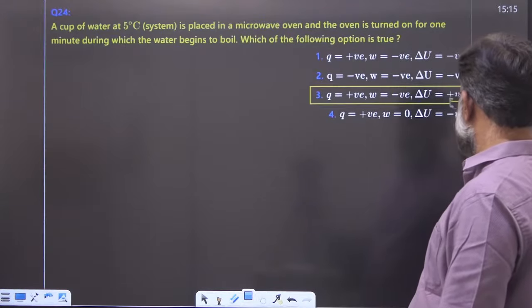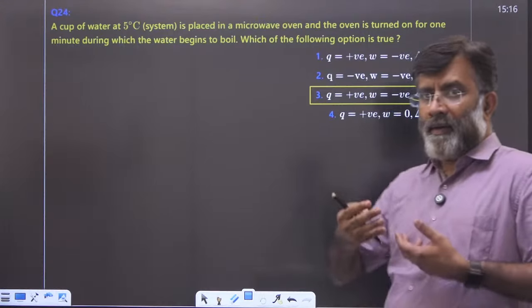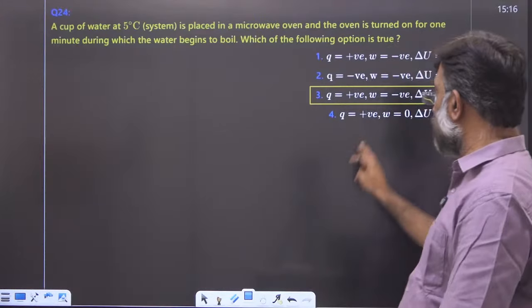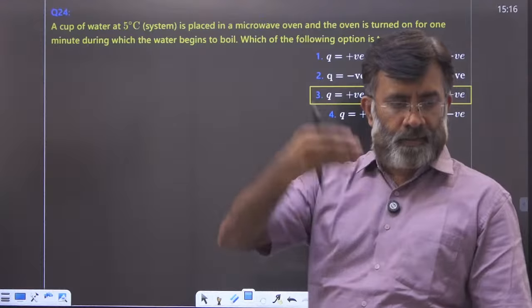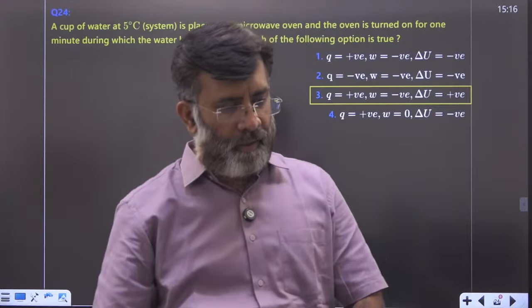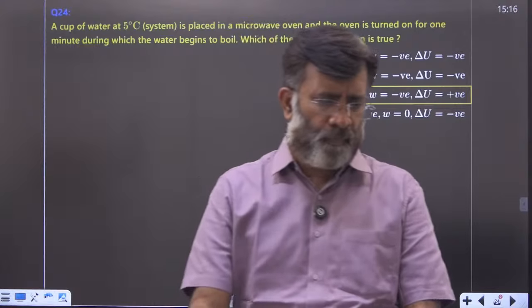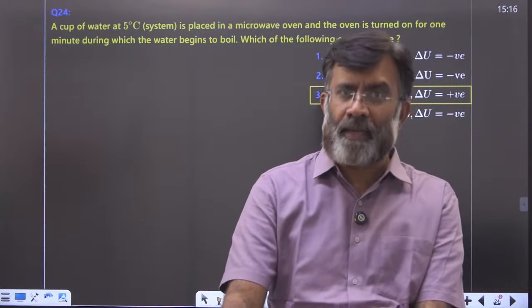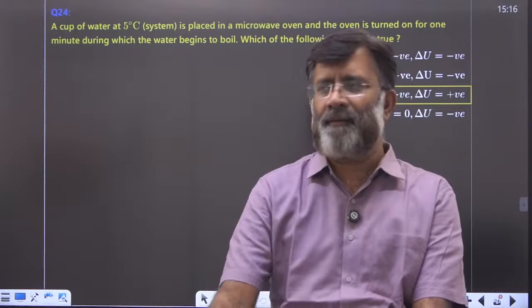Very simple question. Heat is added, Q is positive. The expansion is happening, work is negative, and delta U is a function of temperature. As the temperature increases, delta U increases. Direct question, simple question. But somebody may commit a mistake.